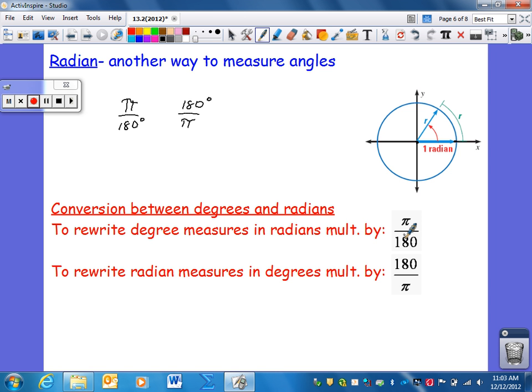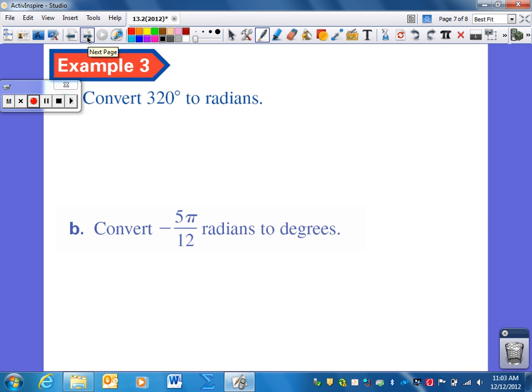And if you guys take trig, I don't know if they do that in there or not, but if you guys take trig next year, that might be something that you guys will do, just to talk about radians a little more in depth. For right now, I just want you guys to know pi over 180 or 180 over pi, because what we're going to do is we're going to convert 320 degrees into radians, and we're going to convert negative 5 pi over 12 radians into degrees.